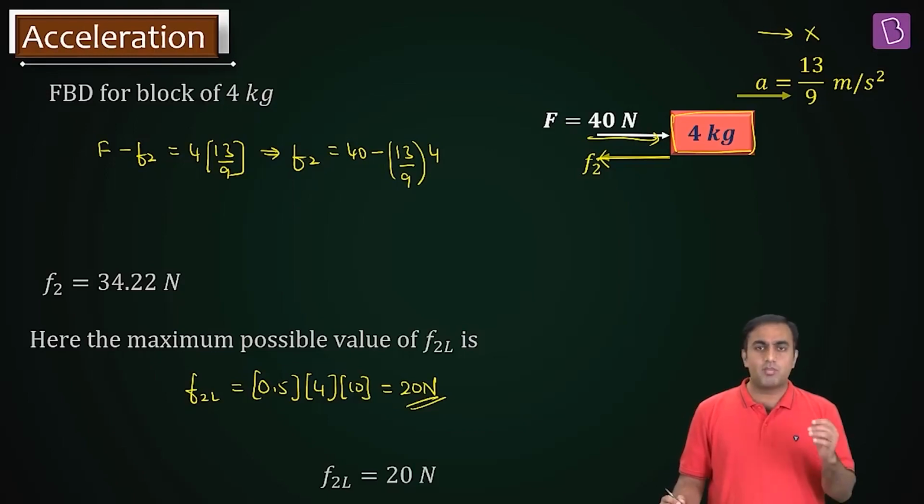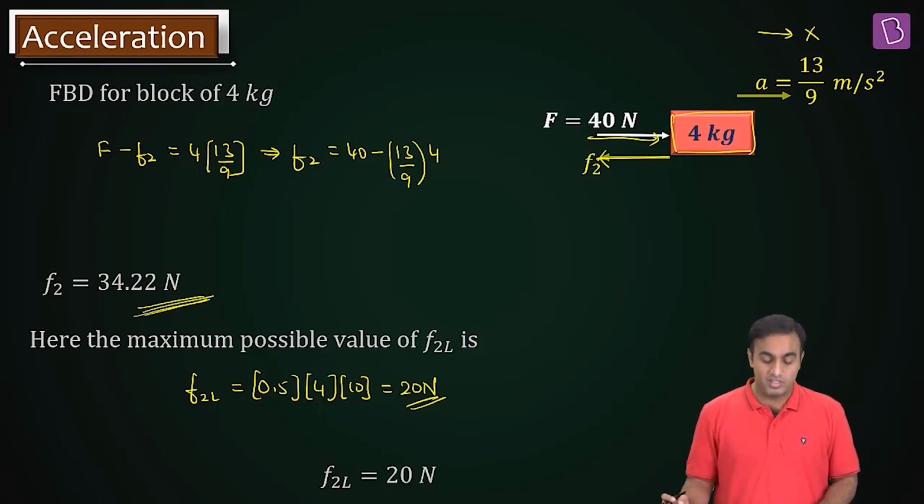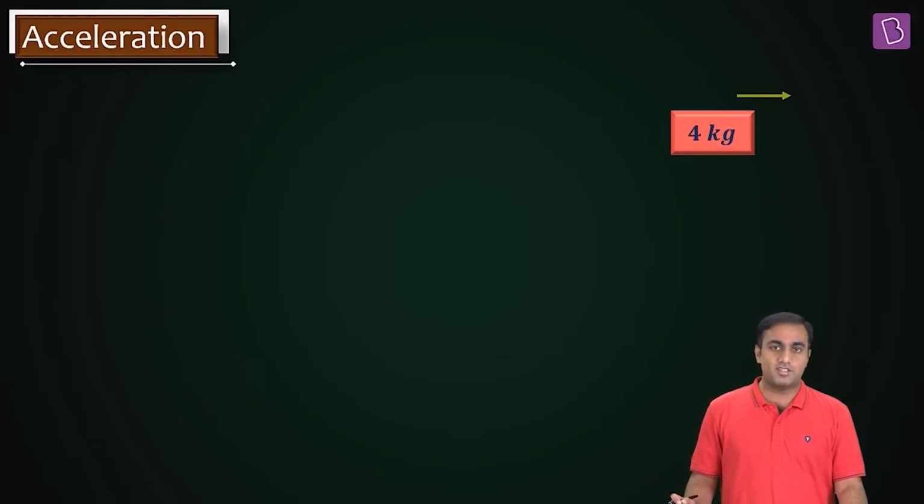Do you see that the maximum static frictional force possible between the surfaces of the 4 kg block and the 5 kg block is just 20 Newton? And what is the friction we calculated with the common acceleration assumption? It is 34.22 Newton. So, what's the conclusion? This combined motion is not possible. We have to consider the fact that the 4 kg and the 5 kg blocks are moving separately with their own accelerations. So, let's calculate those accelerations.